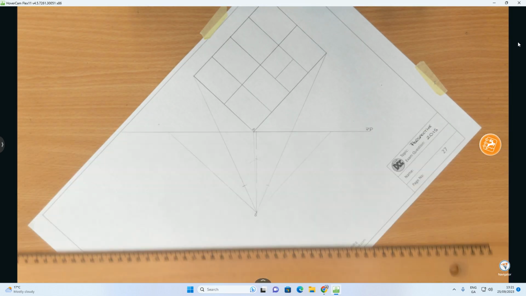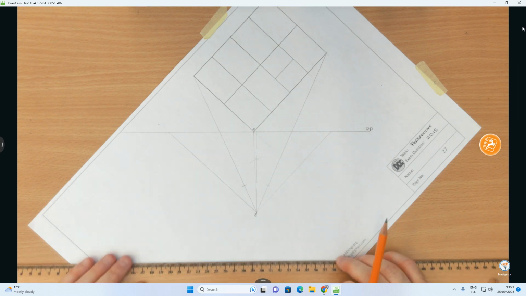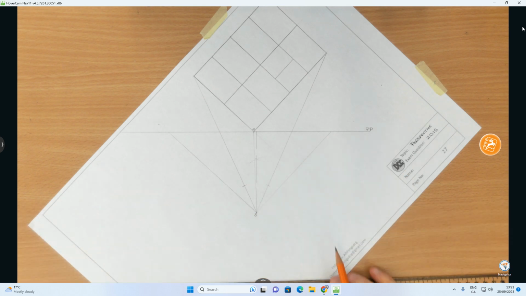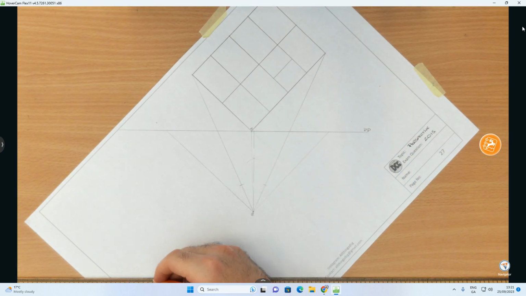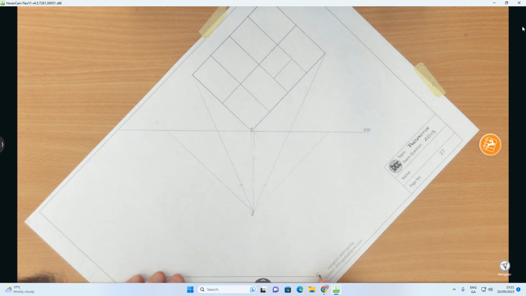Next part of this question, I have to set up my ground line and my horizon line. Now, your ground line can be set up anywhere at all, okay? But based on the drawing here, you can see my spectators there. I'm going to bring it down just so that it's roughly in the screen there. Okay, so about here. That's going to be my ground line. I'm going to go GL.